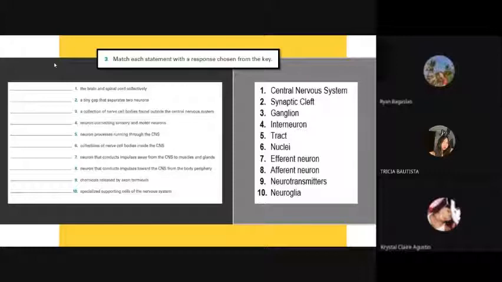Number seven, a neuron that conducts impulses away from the CNS to muscles and glands, we have efferent neuron. Number eight, a neuron that conducts impulses towards the CNS from the body periphery, it's called neuron transmitters. Lastly, number ten, we have the specialized supporting cells of the nervous system. We have neuroglia.